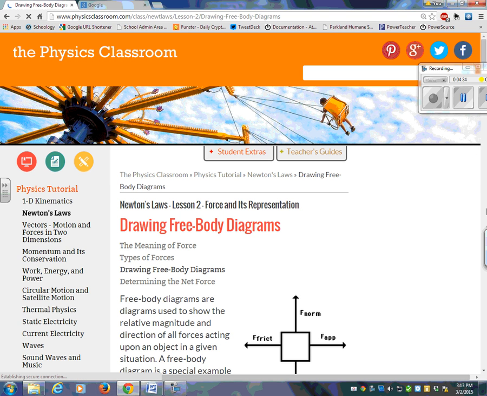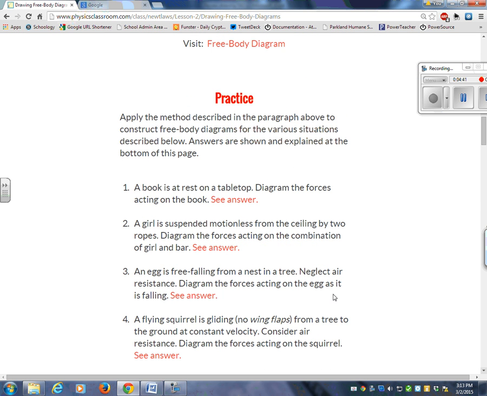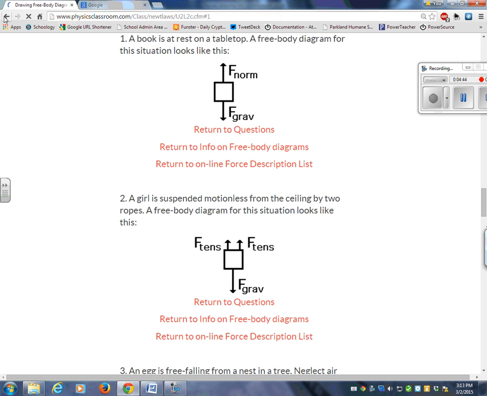Here we go. This way I can just click on it. Okay, here's the answers here. So there's the first one. Here's the second one here.